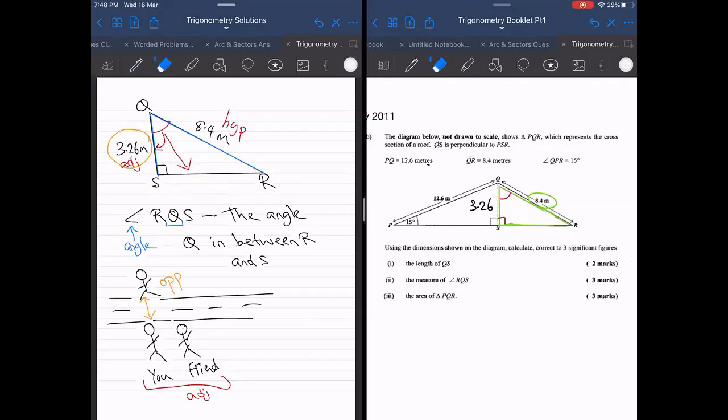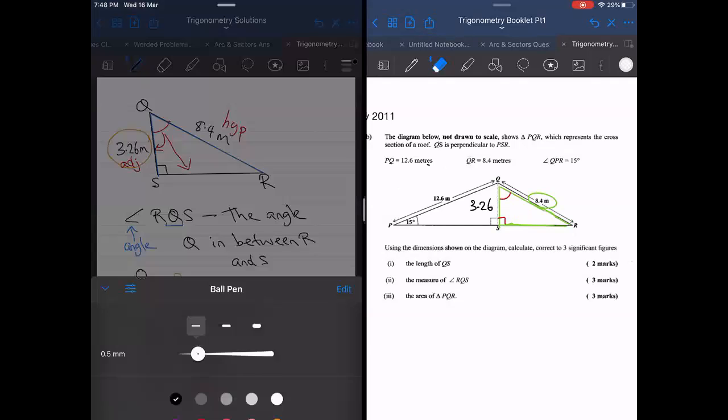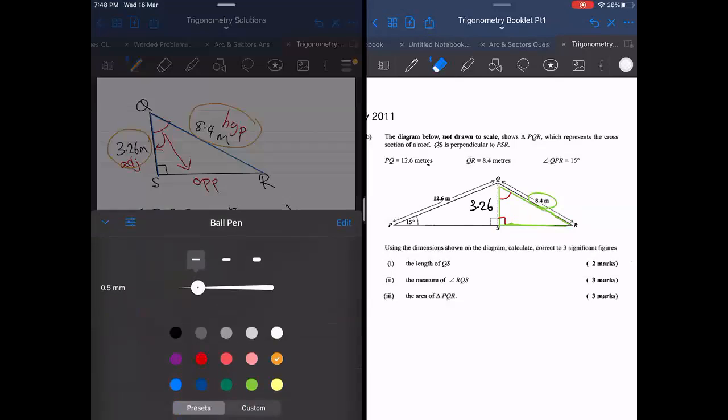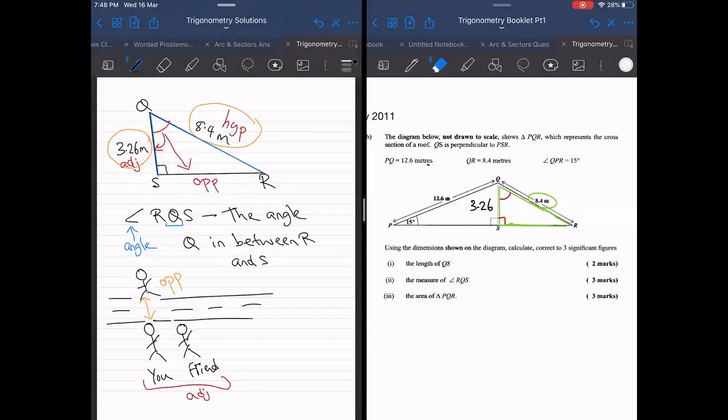Okay, so based on that, I would use the hypotenuse and the adjacent since I have information about them, because I only get to use two sides. I'm going to call the angle up here X.